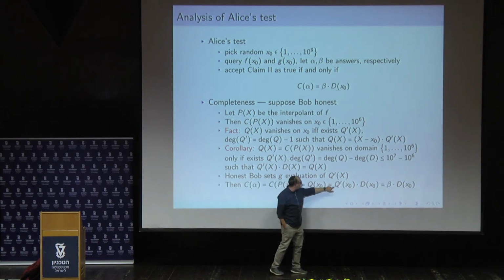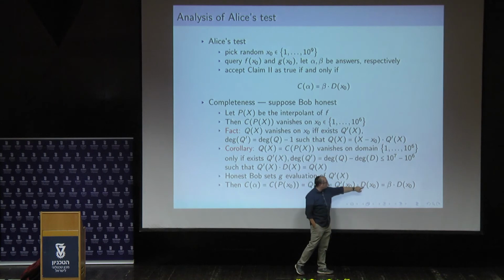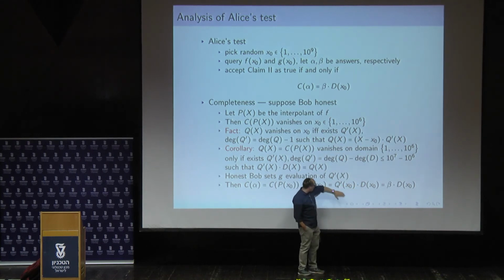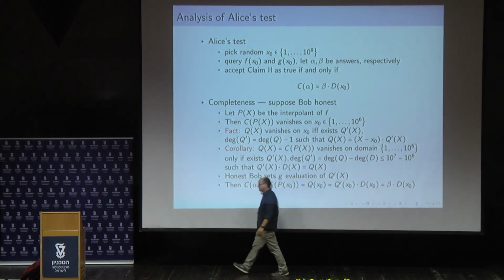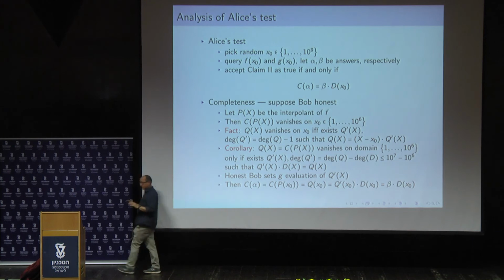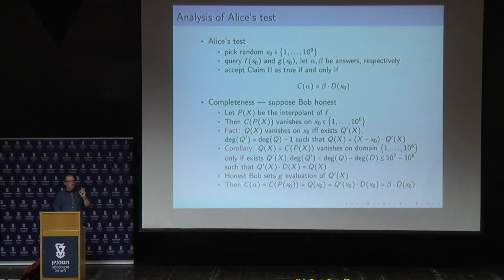But because of the fact, Q of x can really be written as Q prime of x naught times D of x naught. And Honest Bob called this thing G. So this is the value beta. So the test passes with probability 1. There's no error. If Bob was honest and he gives the right G, the test passes with probability 1, even though there are only 2 queries.